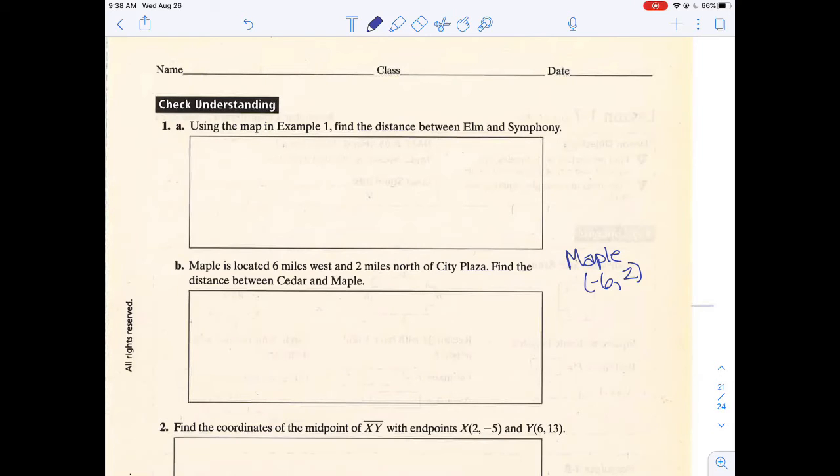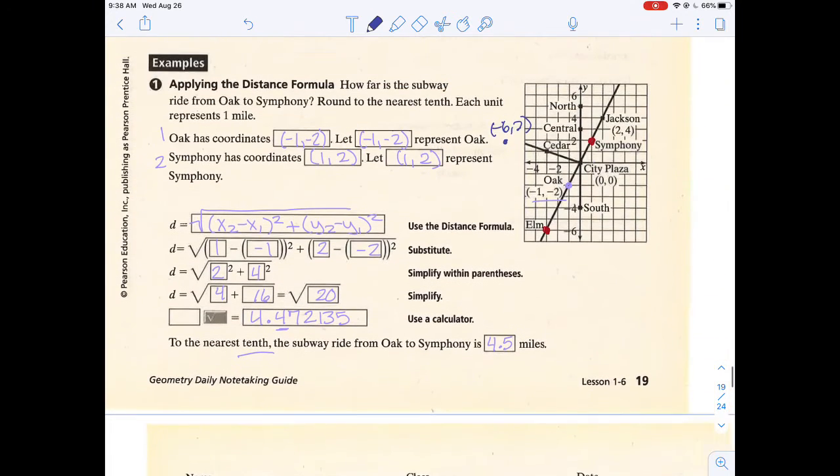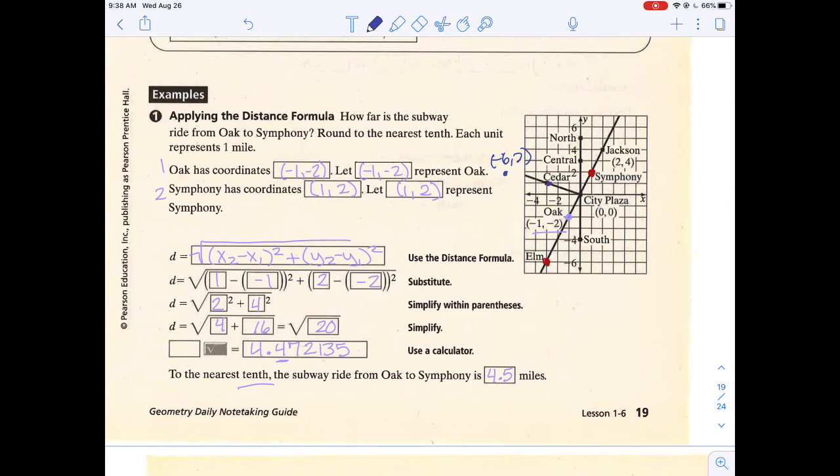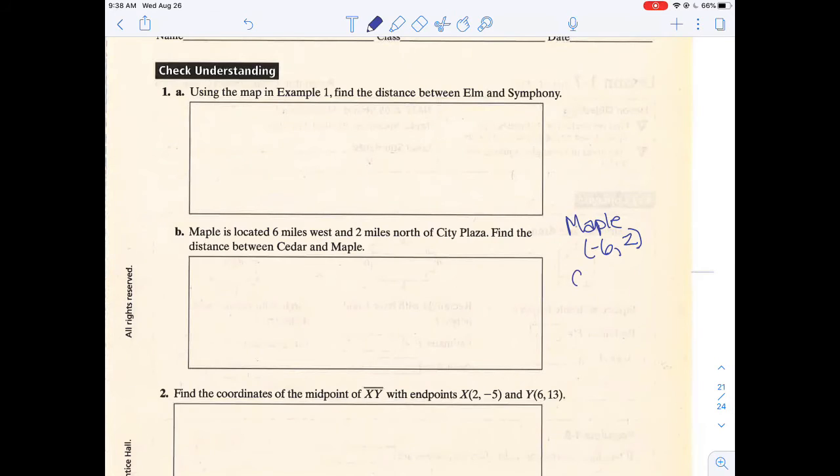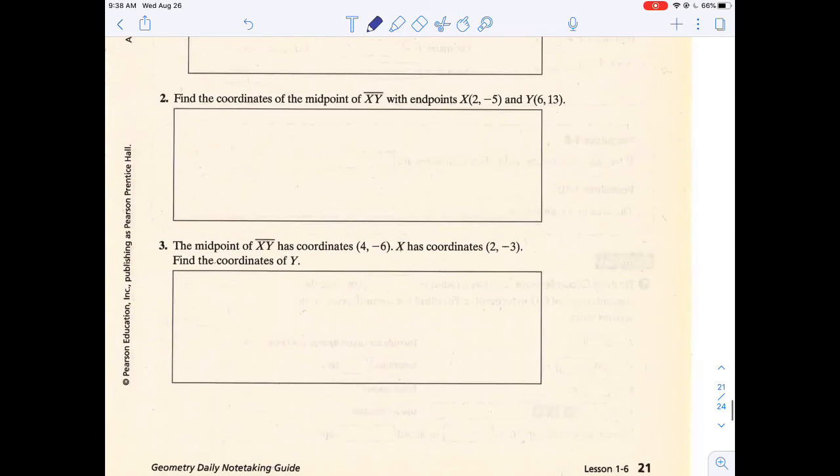Okay, and you're going to find the distance from Cedar to Maple. And Cedar is right here. It's over backwards 3 and up 1. So that'd be 3, or sorry, negative 3, 1. You're going to find the distance.